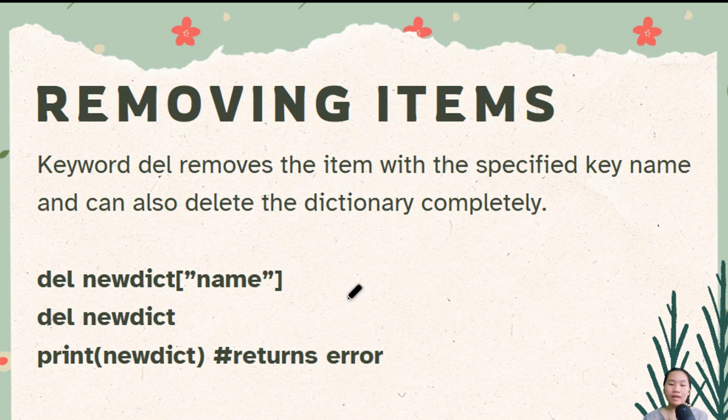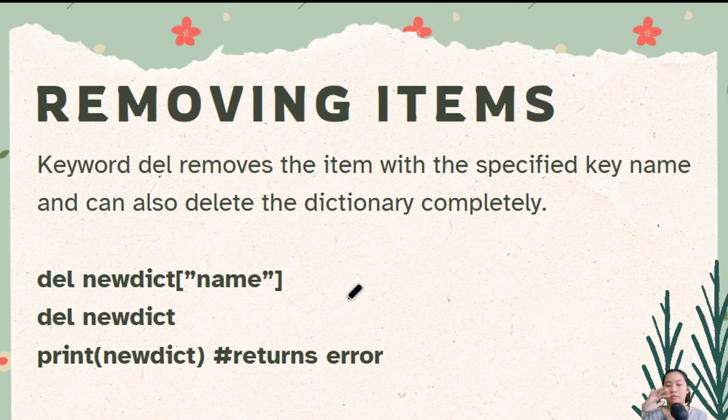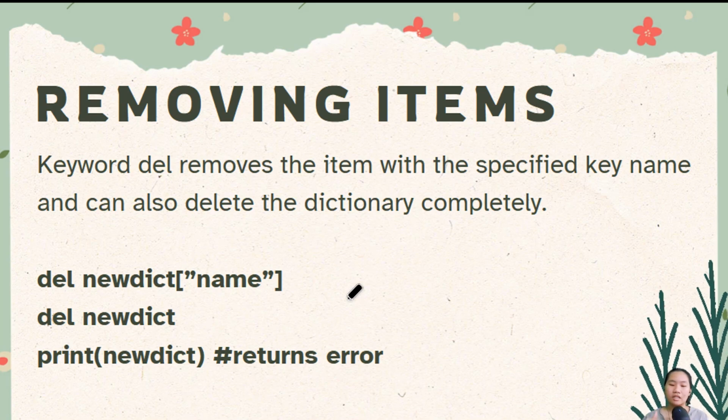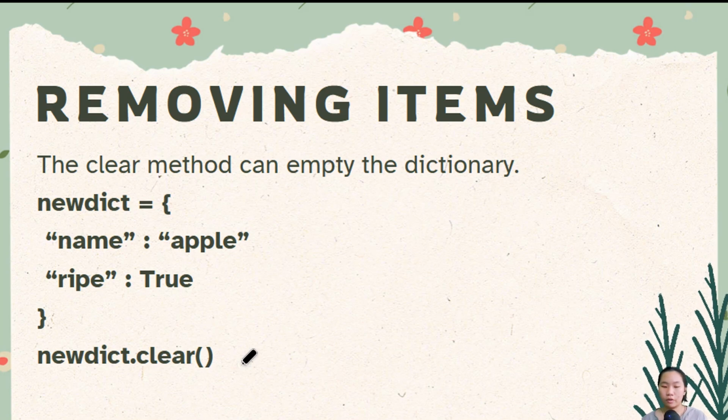But if you don't pass in an index and you just give it delete new dictionary, it will delete the dictionary completely. And when you want to reference or use new dictionary in any way, it will pass in an error. And a similar method to delete new dictionary is clear, new dic dot clear. No need for passing in an argument, empty between the parentheses.